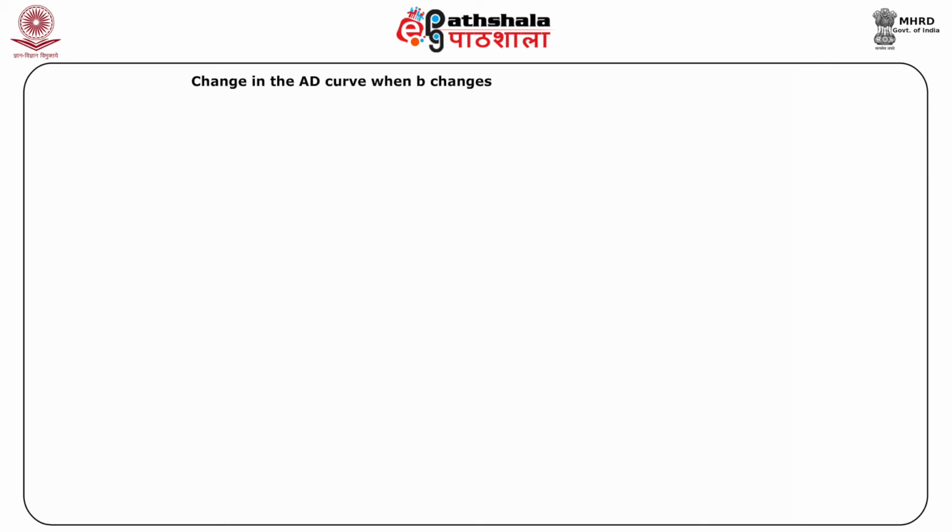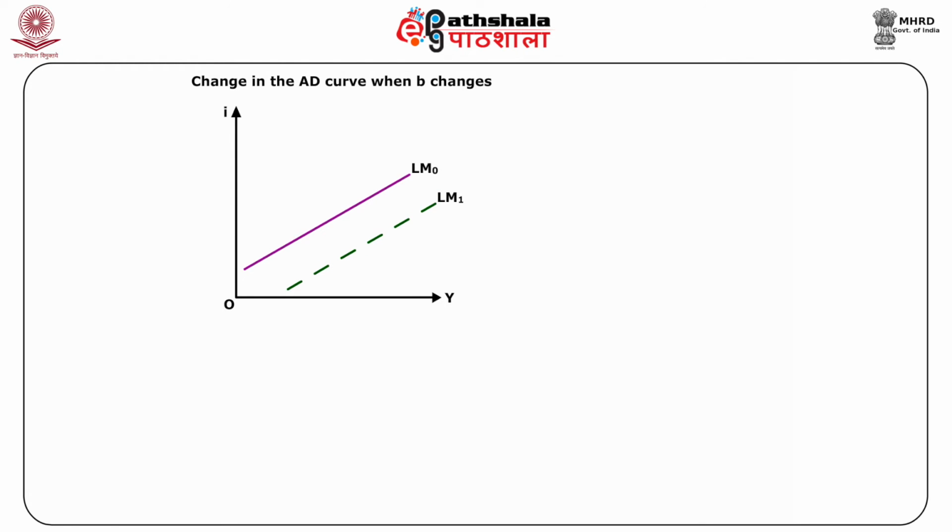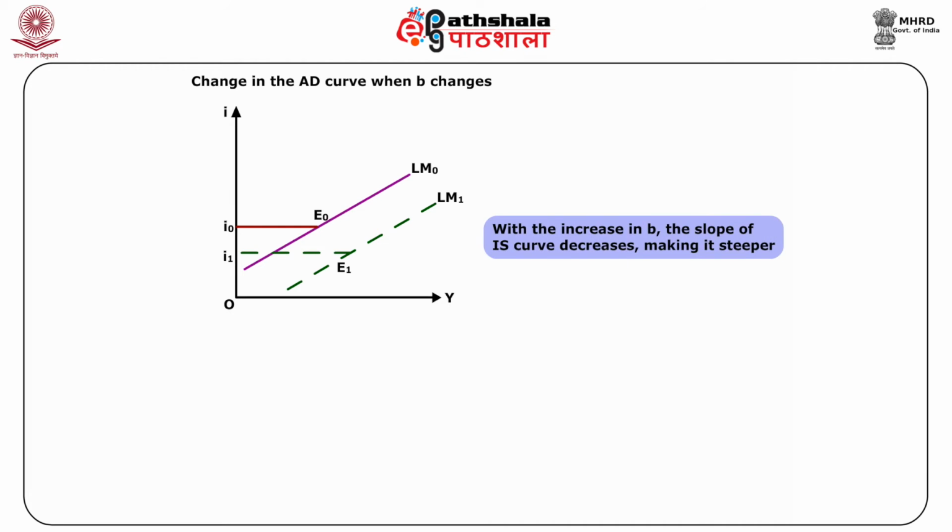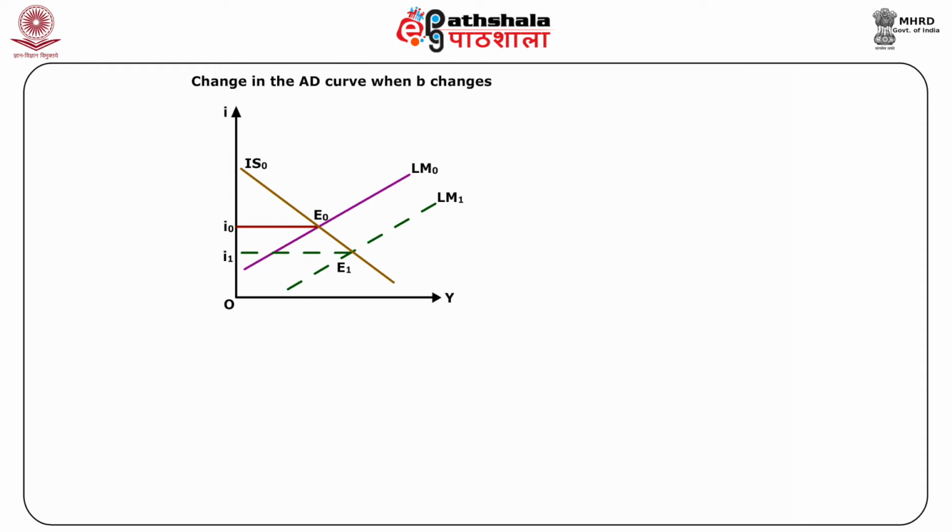To visualize it graphically, consider the given figure. When price decreases, real balances increase, leading to a shift in the LM curve from LM0 to LM1. This reduces the interest rates from I0 to I1. However, if B increases, the IS curve changes its position. With the increase in B, the slope of the IS curve decreases, making it flatter. In the figure, the IS curve tilts from IS0 to IS1 due to the increase in B.